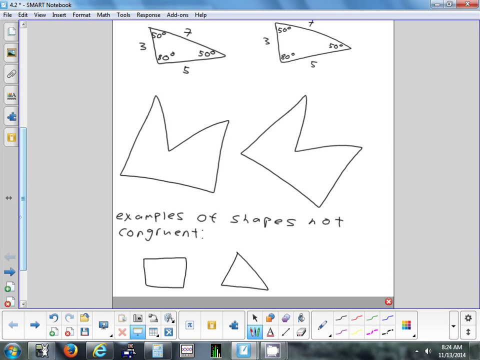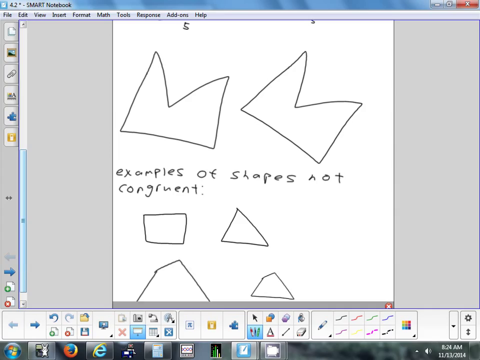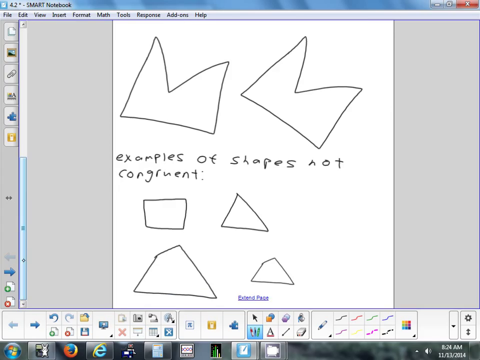Okay, here's an example of shapes that are not congruent. Clearly, a square and a triangle cannot be congruent. Next example here shows two shapes that are similar but not congruent. Similar basically the idea is that one might be a larger version of the other. But if that's the case, they're not congruent. Any questions on that?